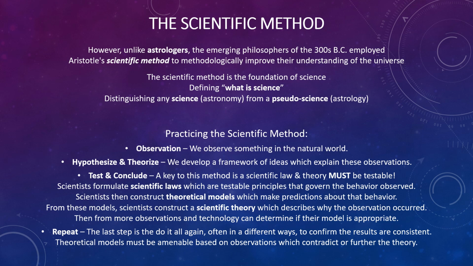And then lastly, we have to repeat our observations, hypotheses, and testings and conclusions, because it is very possible that we made an error along the way, and we need to be able to repeat it. The repeatability by other people is the key to having a theory be proved. Another group needs to be able to conduct your experiment and get the same results.